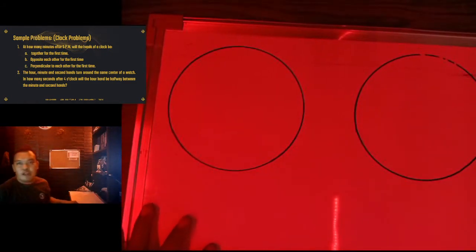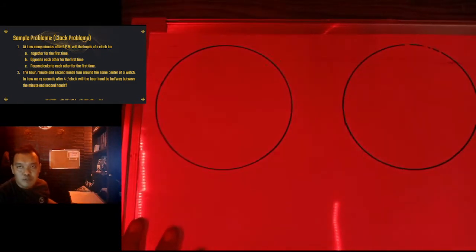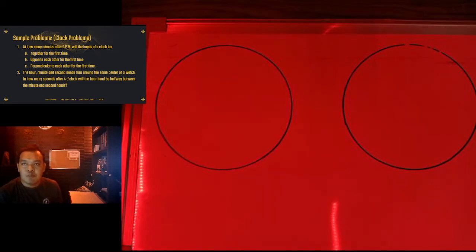Okay, we have here: at how many minutes after 3 p.m. will the hands of the clock be, first, together for the first time; second, opposite each other for the first time; and third, perpendicular to each other for the first time. Okay?